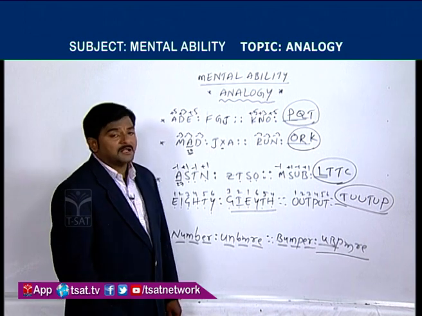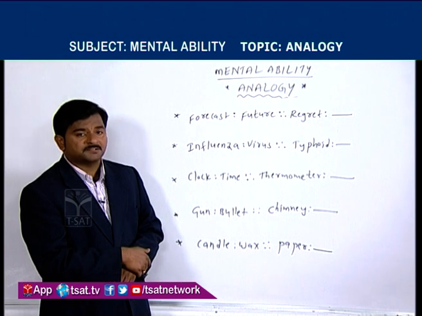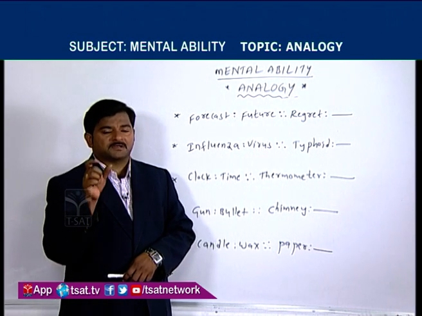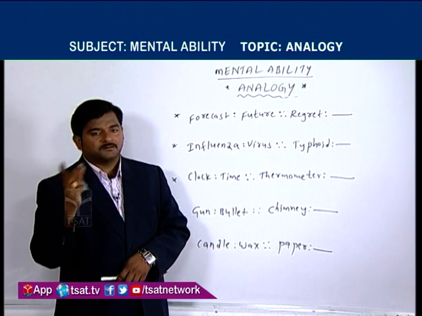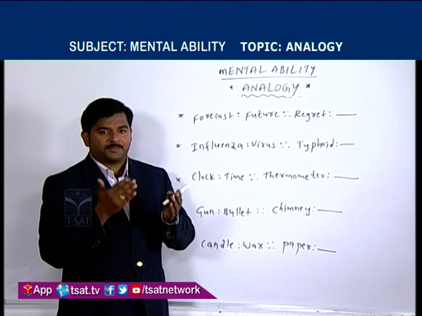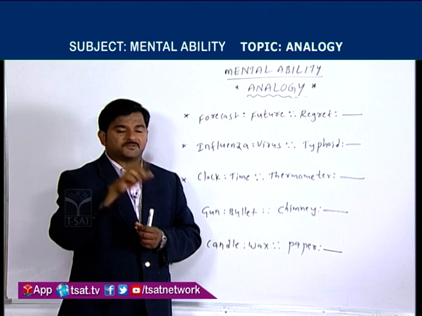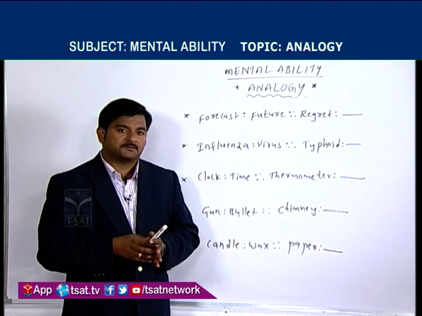Now we will discuss the last part of the analogy, that is word analogy. Letter analogy means two pairs of letters are given; by using the first you have to get the second. Number analogy means numbers are given. Word analogy means pairs of words. You have to find the relation between the first pair, and the same concept should be applicable for the second pair also. You will get the answer.